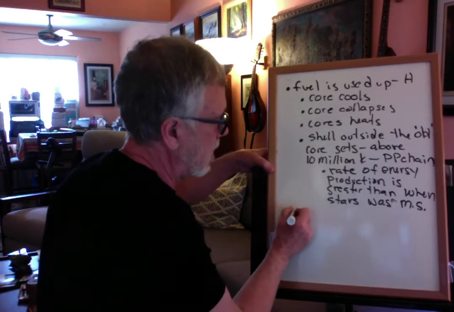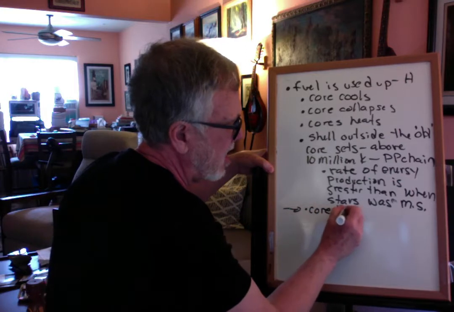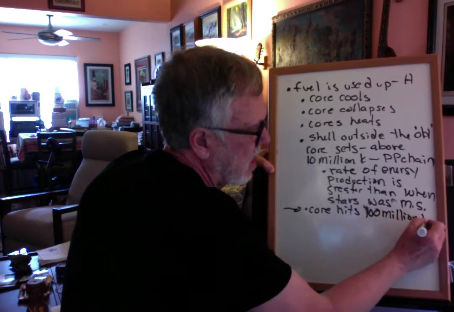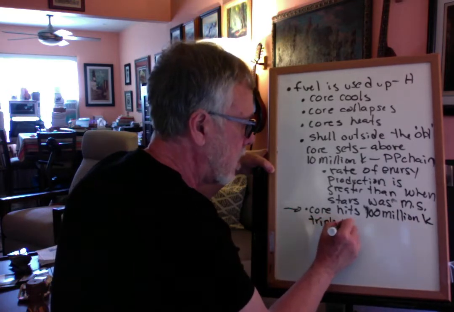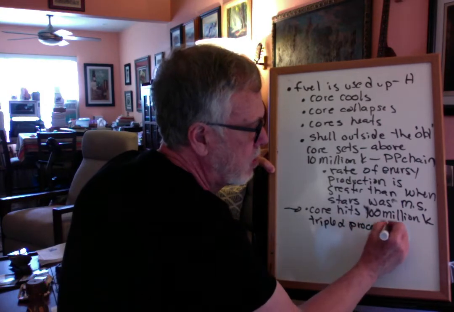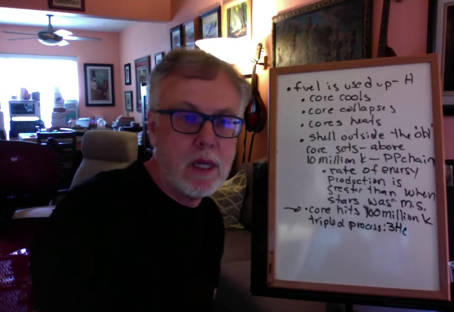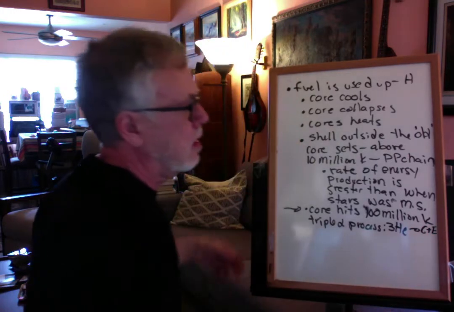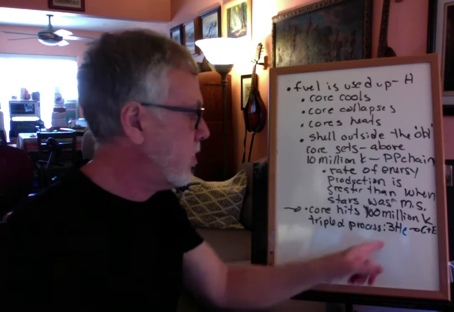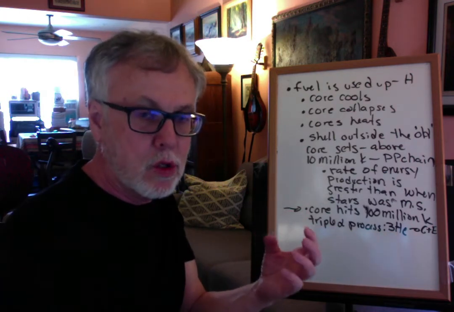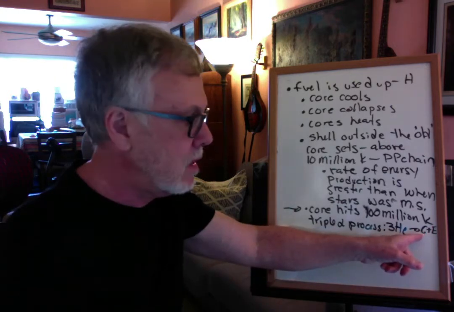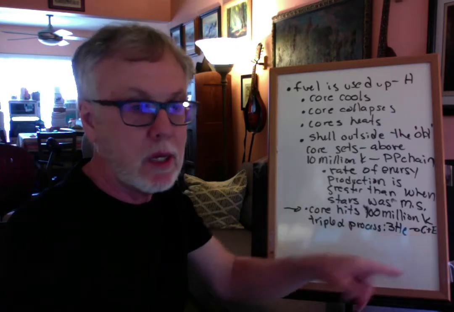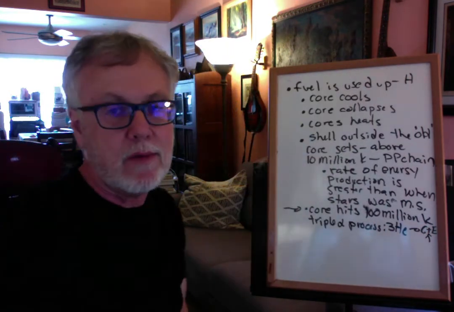Then what happens is our core hits 100 million Kelvin, and that triggers the triple alpha process. It speaks about the process in the book, but I care that you remember 3 helium eventually yields a carbon plus energy. So 3 helium atoms interact in a nuclear way to produce 1 carbon atom, a bigger atom. So lighter atoms making bigger atoms, which means this is a fusion process, just like the proton-proton chain is, plus energy. That plus sign means energy is given into the environment, shines.